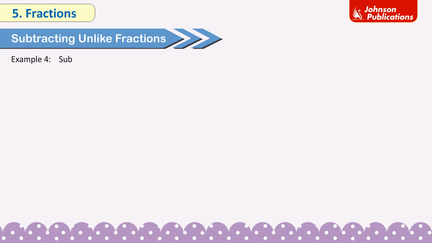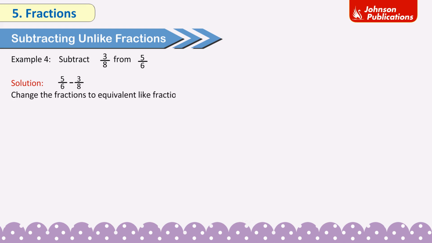Subtracting unlike fractions. Example 4. Subtract 3/8 from 5/6. Solution: 5/6 minus 3/8. Change the fractions to equivalent like fractions. 5/6 is equal to 10/12, which is equal to 15/18, which is equal to 20/24.